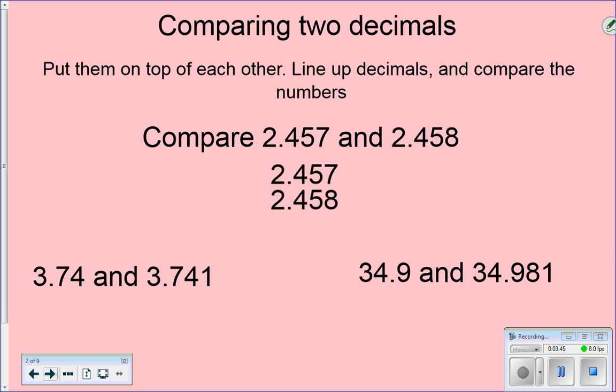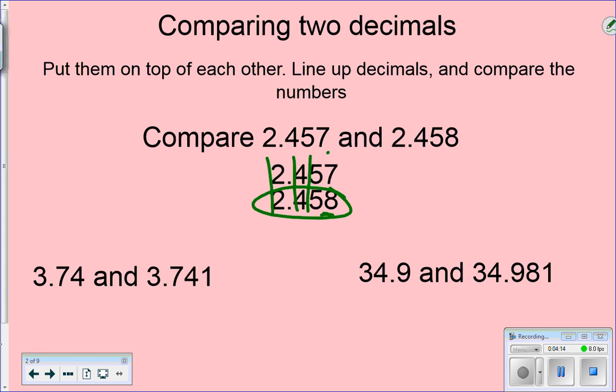So I'm going to compare these two. This one and this one. Okay? I know you can probably tell off the top of your head right now which one's bigger, but I'm just going to show you a simple way to do it. Line them up, just like this. Put them on top of each other. And then start at this place value, because that's obviously the biggest place value. Are they the same? Which one's bigger? So I know that one's the bigger number. Okay? That's just this really simple, easy way to do that.